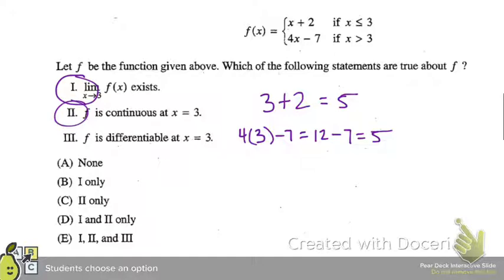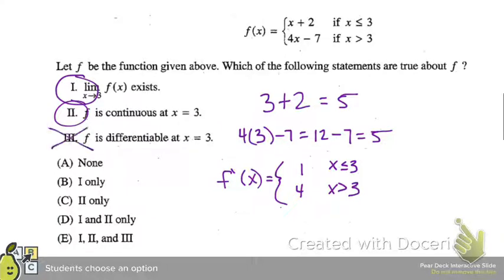And then to figure out if it's differentiable, we have to take the derivative of both the top and bottom. So f prime of x is equal to the derivative of x plus 2, which is 1 plus 0, so 1 when x is less than or equal to 3. And the derivative of 4x minus 7 is just 4 when x is greater than 3. Because 1 and 4 are different numbers, the derivative coming in from the left-hand side is 1, and the derivative coming in from the right-hand side is 4. Therefore, this is not a nice smooth connection because the derivatives are not equal to each other. Therefore, it is not differentiable at x equals 3. So the only correct answers are 1 and 2.